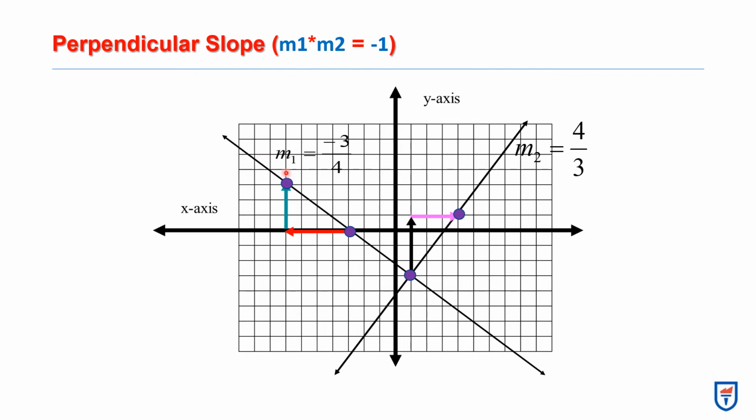For example, we've got these two lines that are crossing each other at this angle. The first line has a slope of -3 over 4, and the second line has a slope of 4 over 3. To test whether these two lines are perpendicular, we multiply the slope of -3 over 4 times 4 over 3. In this case, we get -1 as the product. Therefore, we can conclude that these two lines are perpendicular to each other.